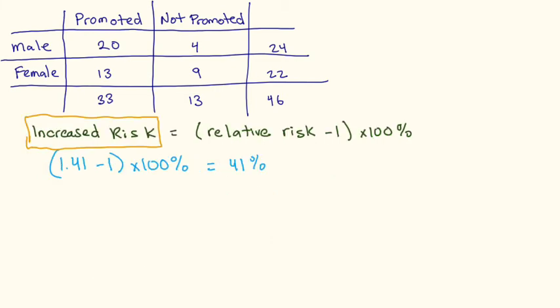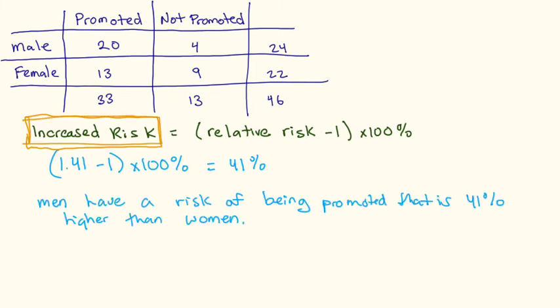Another way we can look at this is the increased risk. And this is just a different way to look at relative risk. For increased risk, we're going to take the relative risk, we're going to subtract 1, and we're going to multiply by 100. So we've basically converted it into a percent. So the way we would interpret this is to say that men have a risk of being promoted that is 41% higher than that of women.